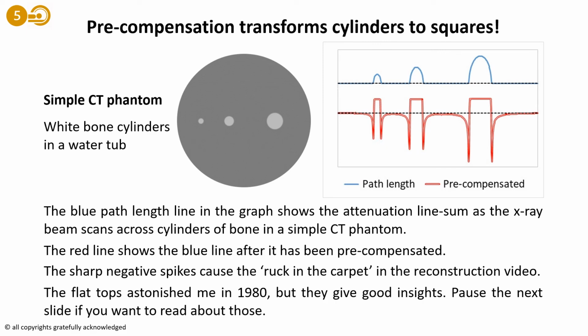Back in 1980, when I first plotted something like that red line in the graph at the top right, I was doing it laboriously on a hand calculator, 1 point at a time, and plotting the graph, and it slowly emerged as that line with flat tops. And the flat tops match up with the bones in the simple CT phantom on the left of the image, which it's simulating. And those flat tops astonished me. And I still think today that they give some useful insights into what's happening in CT reconstruction.